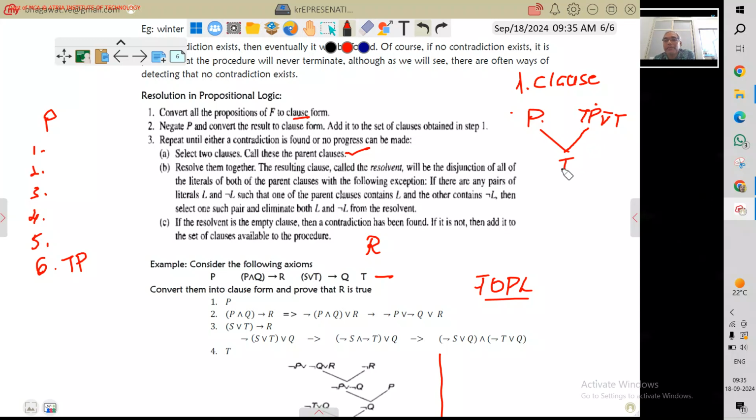Then we are left with selecting again any one clause from our knowledge base. You can consider, say for example, P or negation.